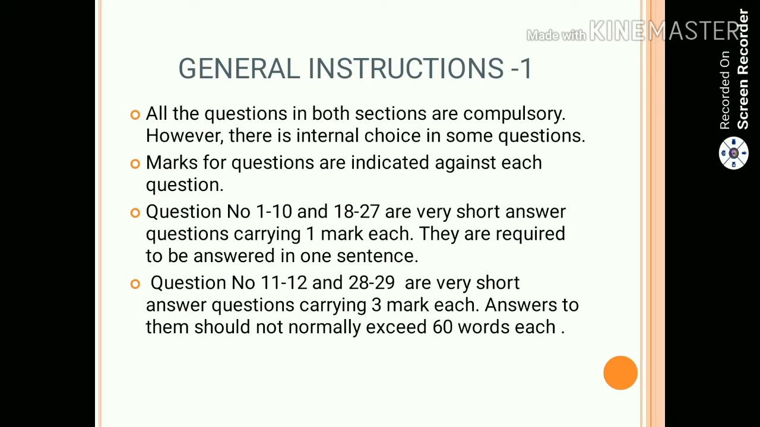General instructions: all the questions in both the sections are compulsory. However, there is an internal choice in some questions. Each section has 4 internal choices, meaning 1 mark questions have 1 internal choice, 3 marks questions have 1 internal choice, 4 marks questions have internal choice, and 6 marks questions also have 1 internal choice in both the sections.